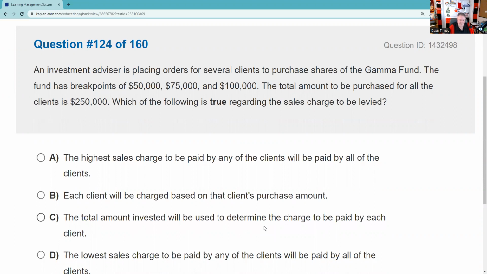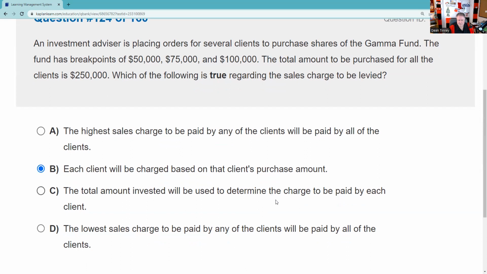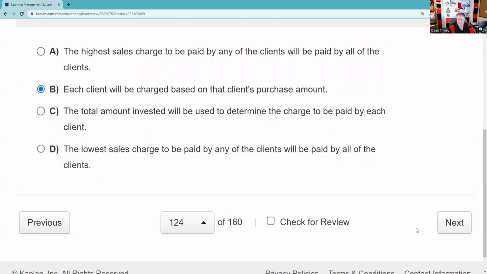I don't see anything that says this is a husband and wife and the kid. It seems like these are three separate customers. And they can't pool their purchases for purposes of meeting a breakpoint. So I think we're going to say that each client is going to be charged based on whatever they're investing. So the answer is B.